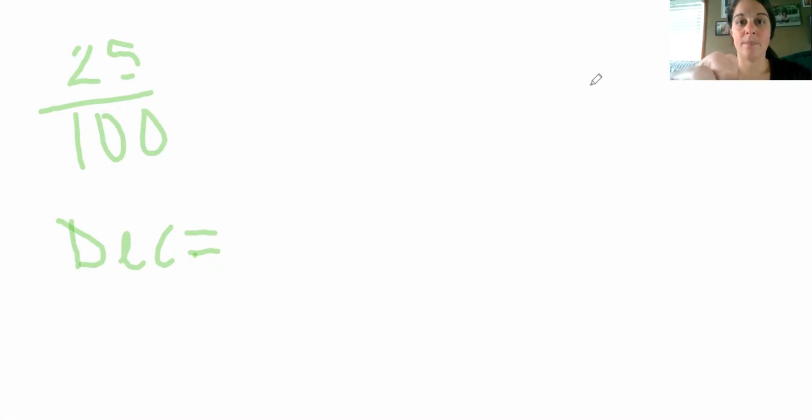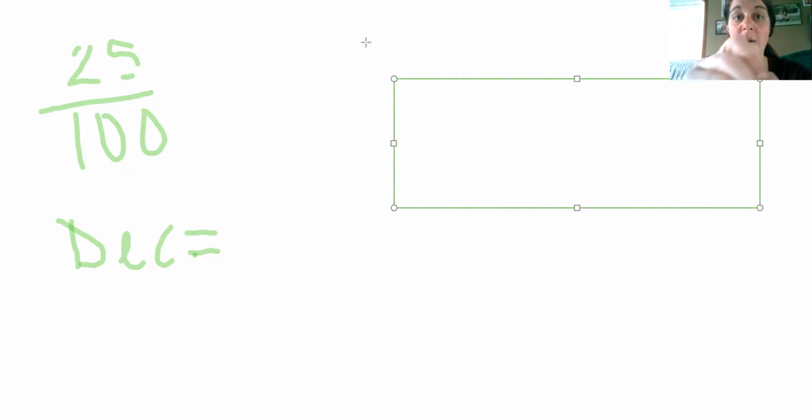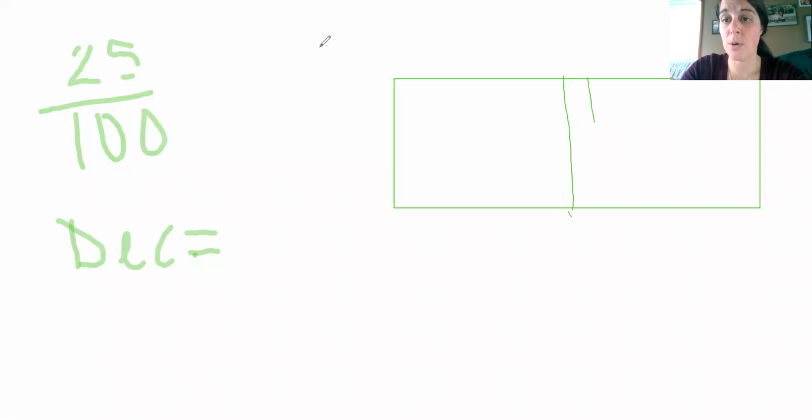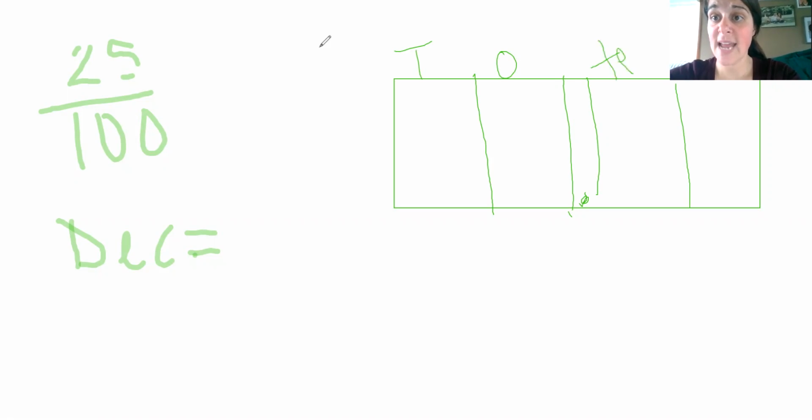What's my strategy? I know you know it. What's my strategy? Place value chart. You betcha. Getting out my place value chart, going right in there. Boom, boom, decimal. Draw my lines. Okay, label my chart, my tens, my ones, my tenths, and my hundredths.